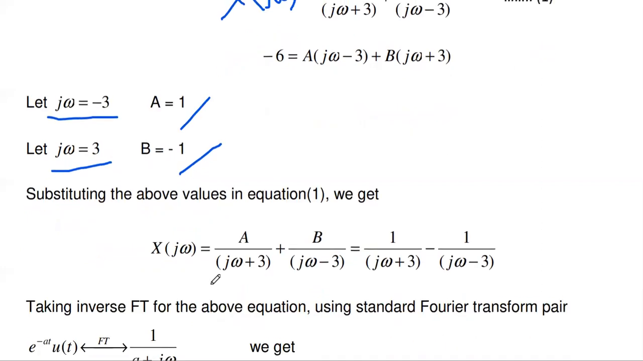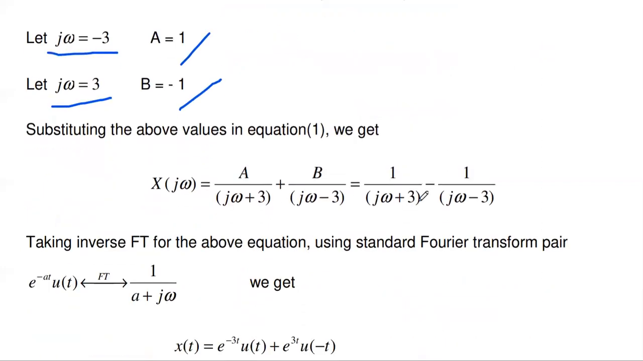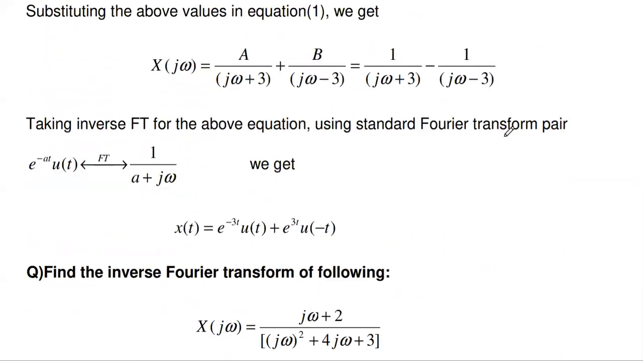So X of j omega can be written as 1 by (j omega plus 3) minus 1 by (j omega minus 3). Okay. So now you see the X of j omega is in the structure 1 by (j omega plus a), similarly 1 by (j omega minus a). So if you are splitting in this structure, this is the partial fraction method. After this step, we have to take the inverse Fourier transform for the above equation.